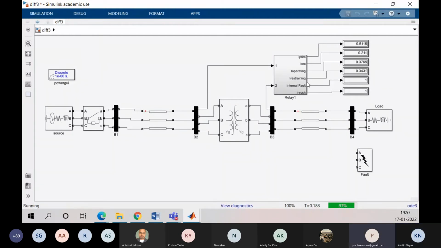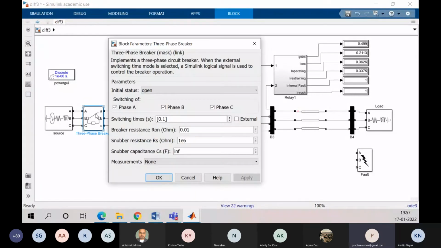Kuldeep, please clarify where we have switched on the source. Have you closed the breaker? Yes, sir. Actually, it is not showing. Can you show that point 1? So at point 1, it will be switched on. Yes, sir. This is the switching time. All 3 phases will be switched on at 0.1 second.